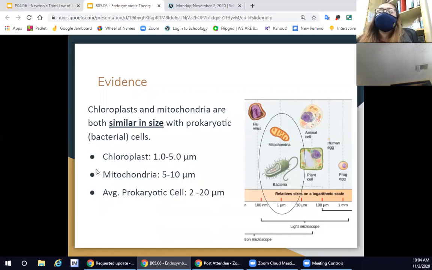So the other evidence is that chloroplasts and mitochondria are both similar in size with prokaryotic bacteria cells. So the mitochondria and the chloroplast are a lot smaller than the animal and plant cells, but they're almost the same size as a bacteria cell.